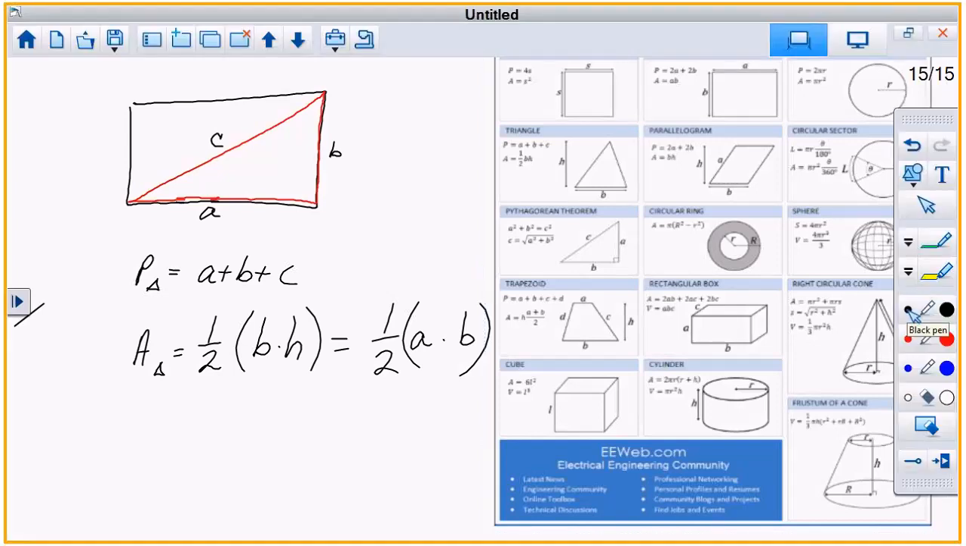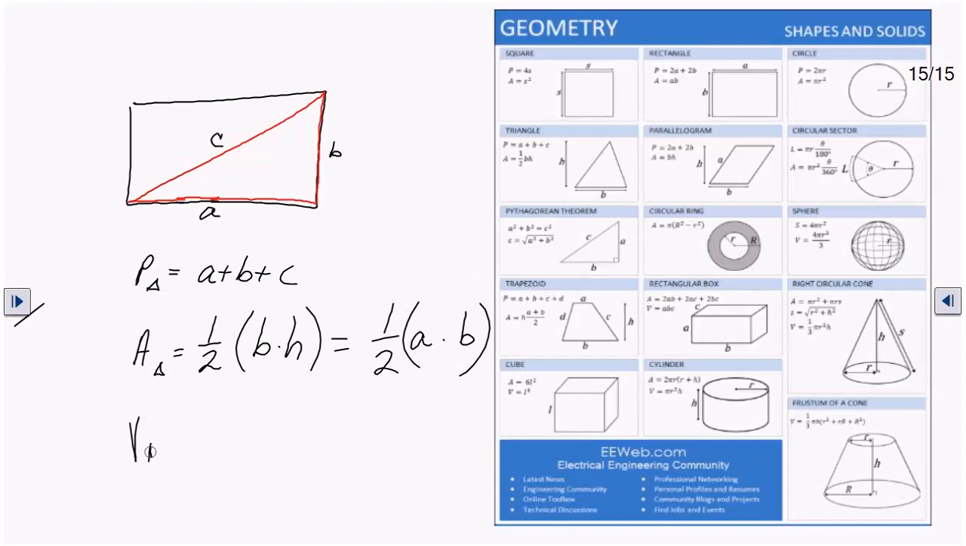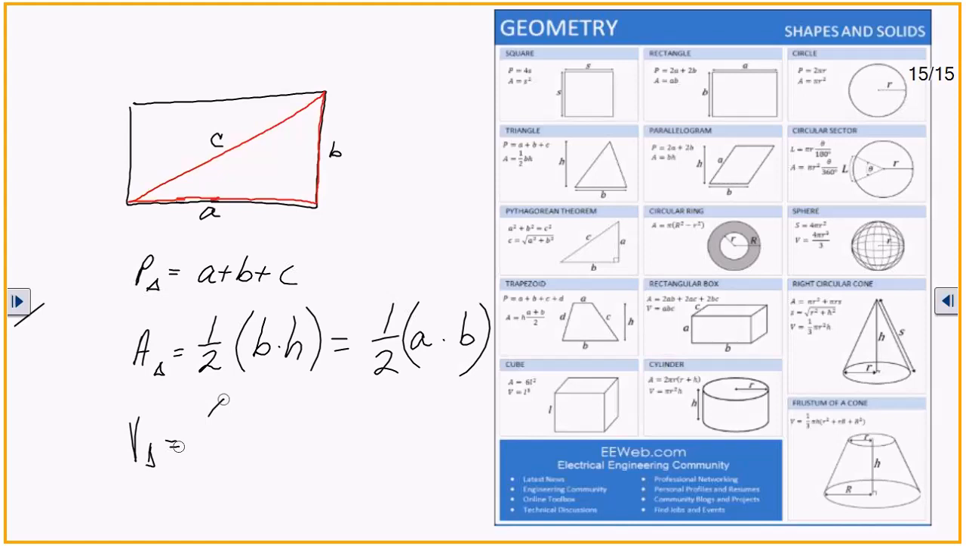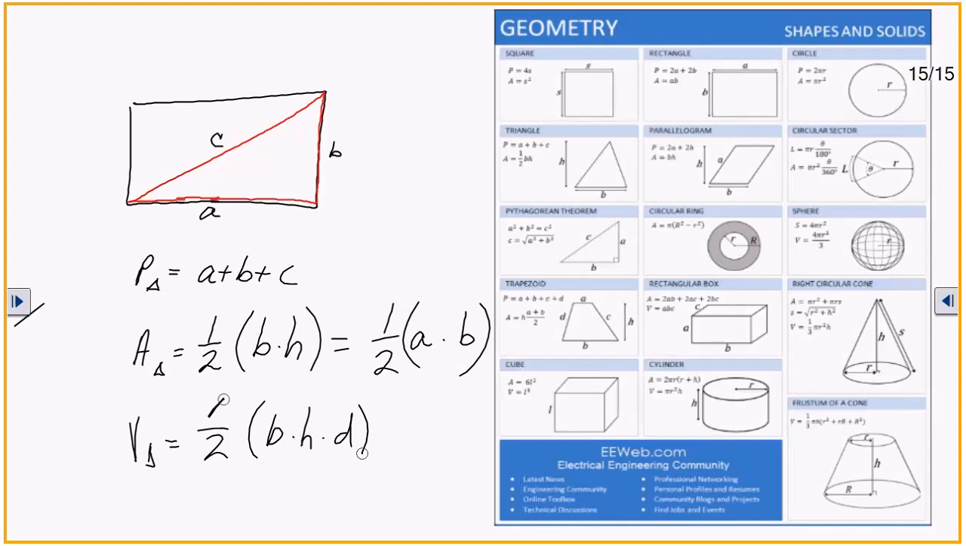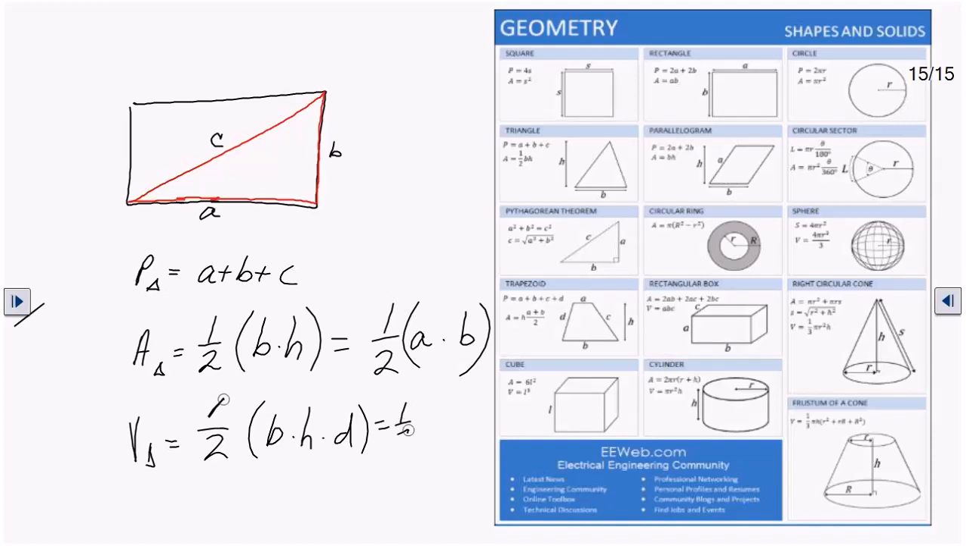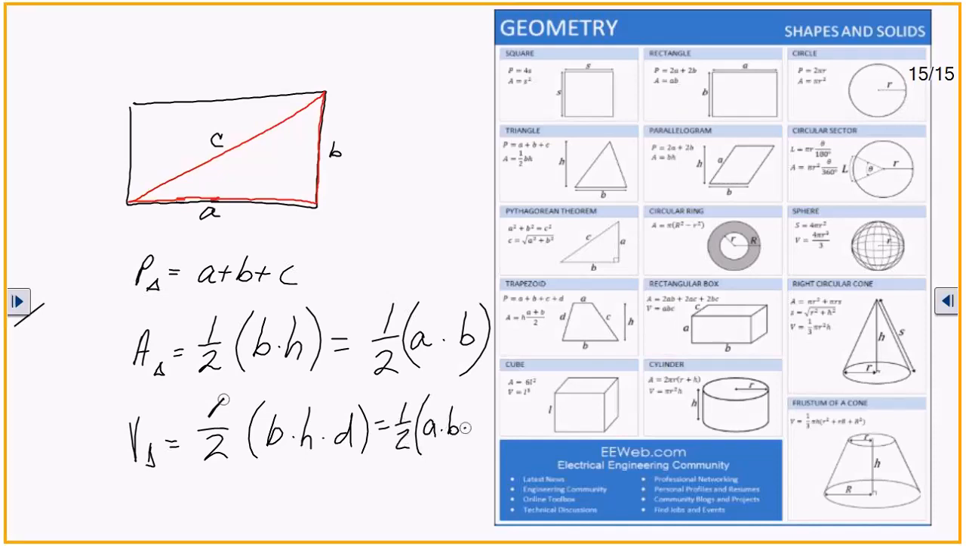So the volume of a triangle would be the length, width, and height of a rectangle divided by 2. So 1/2 base times height times depth, or length times width times depth. Doesn't matter. In this case, 1/2 A times B times, I'm going to call it depth. Okay? A times B times D.